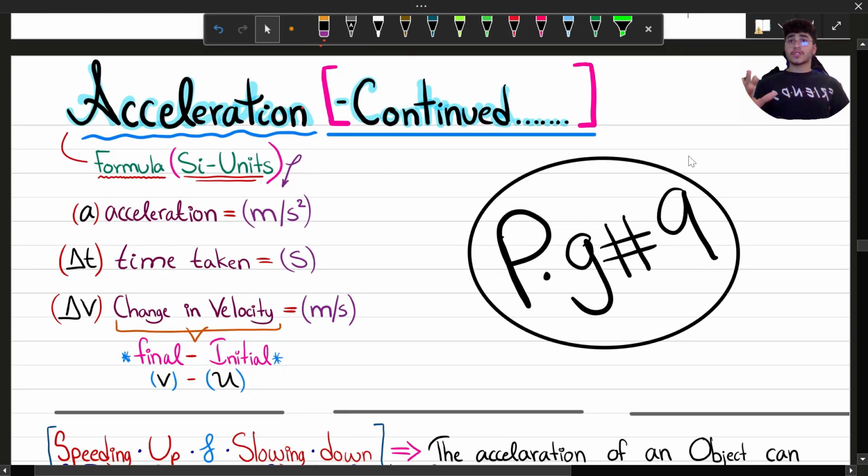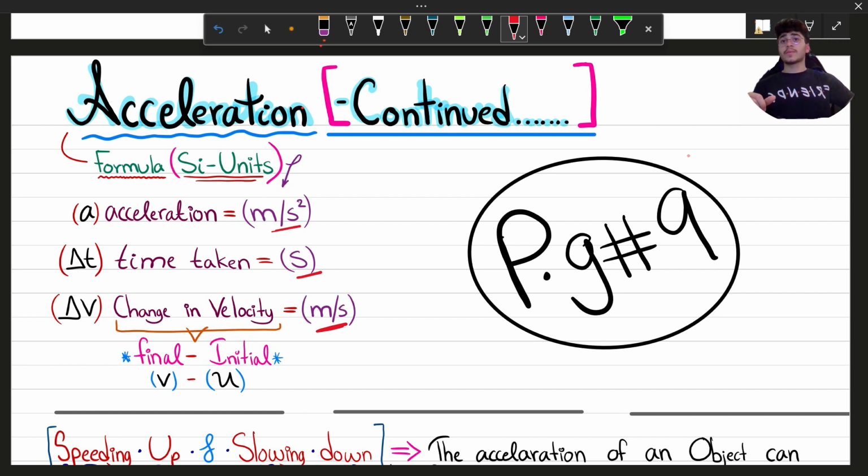The SI unit of acceleration is meter per second squared. Time is seconds. Change in velocity is meter per second. Acceleration is meter per second squared because we have meter per second and seconds, second and seconds, so meter per second squared.